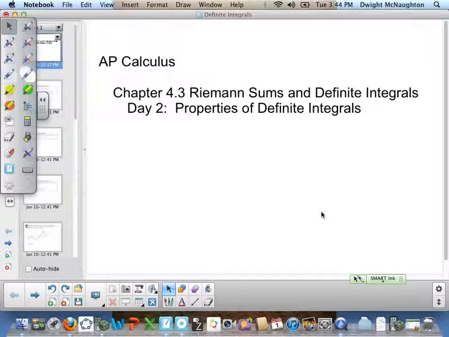Chapter 4.3, Riemann sums and definite integrals. Day 2, properties of definite integrals. First off, welcome back from Christmas.